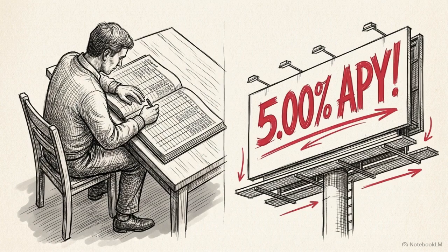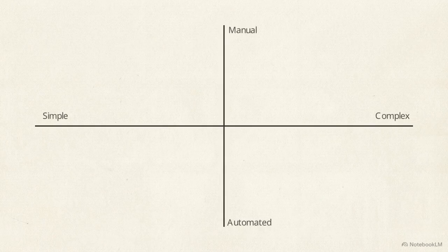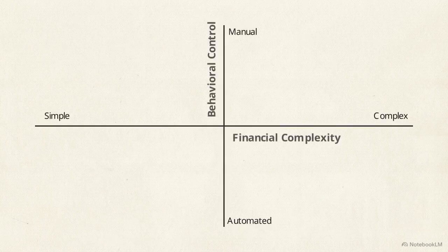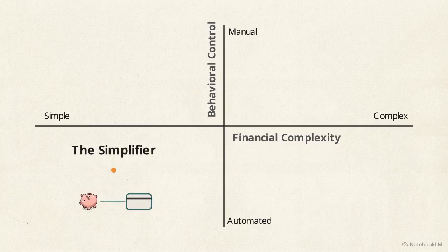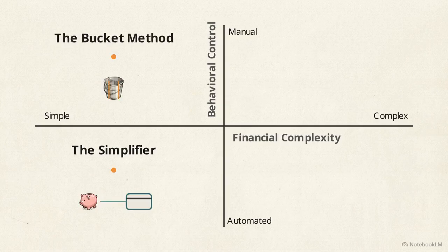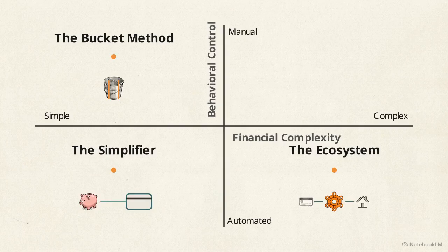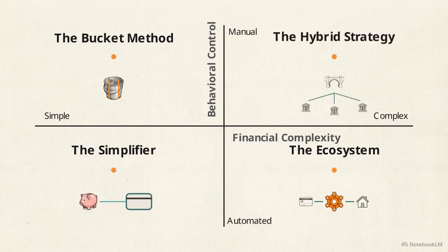You have to evaluate based on your personal behavior, not marketing metrics. This chart plots the 2 axes of a successful banking choice: your need for behavioral control versus your tolerance for financial complexity. If you easily feel overwhelmed, stay in the bottom left quadrant and choose the simplifier, like Chime. If you are a visual goal setter who wants a simple structure but manual control, choose the bucket method with Ally in the top left. If you are an optimizer who needs complex tools but wants them to run on autopilot, choose the ecosystem in the bottom right. And if you are chasing the highest yields and are willing to use tools like Send.win to manage the complexity, your path is the hybrid strategy in the top right.